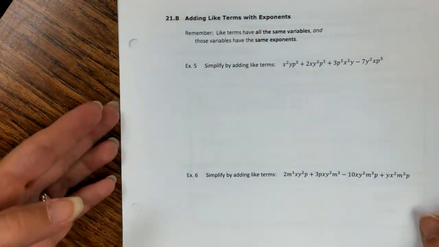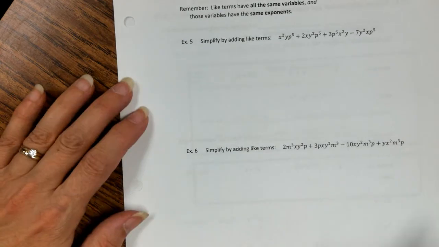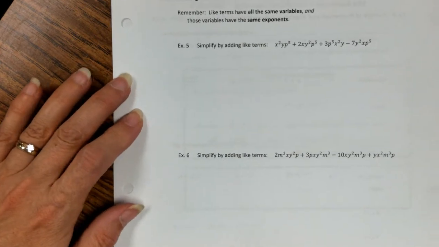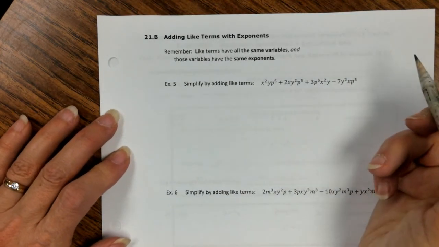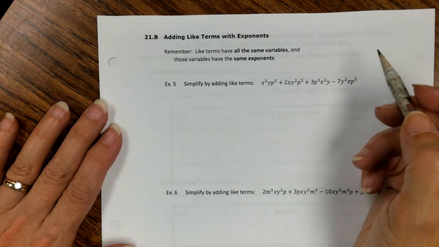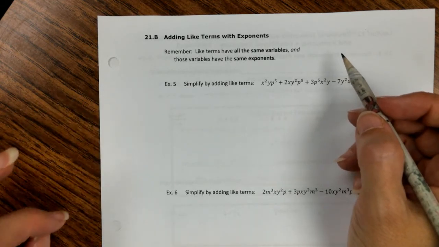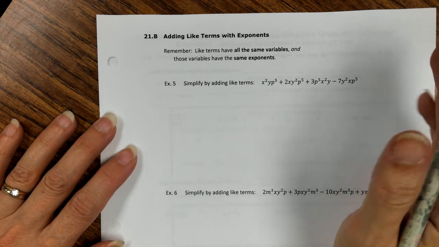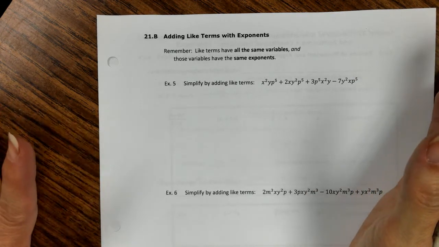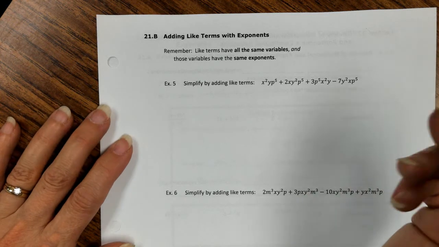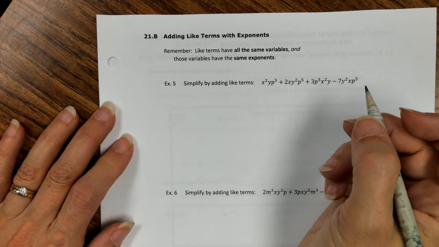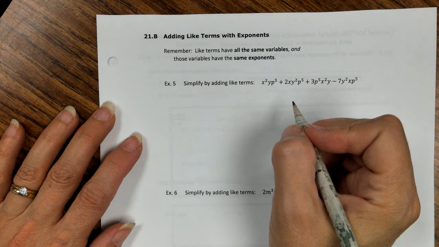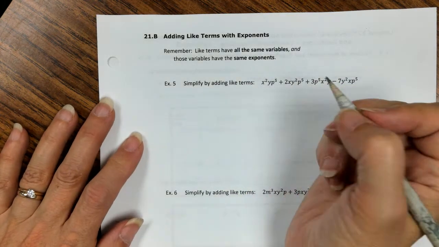Okay, for part B, we're still dealing with exponents, but now we're just comparing them when we're looking for like terms. Because remember, like terms have all the same variables, but those variables also must have all the same exponents. So I still like the table idea for these. Let me just do that for this one.